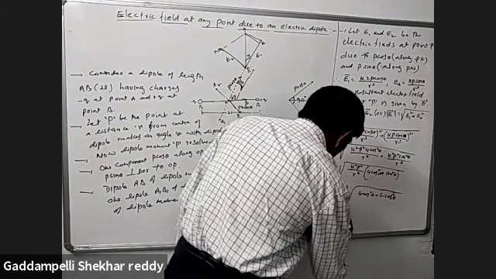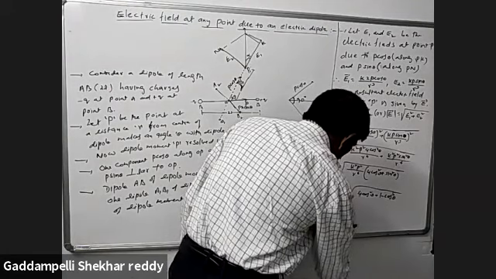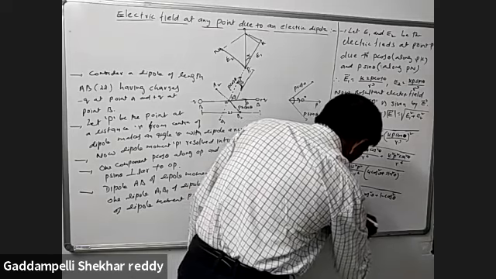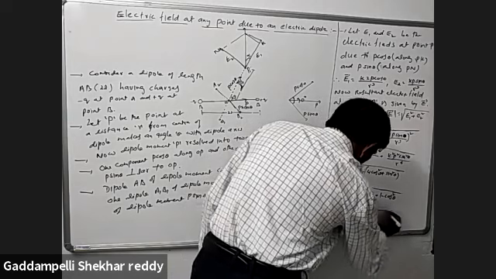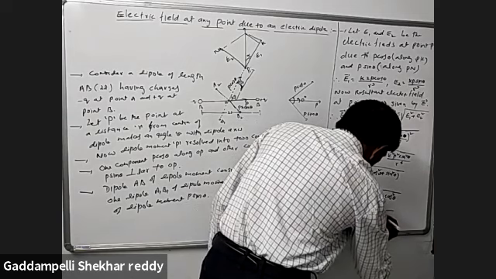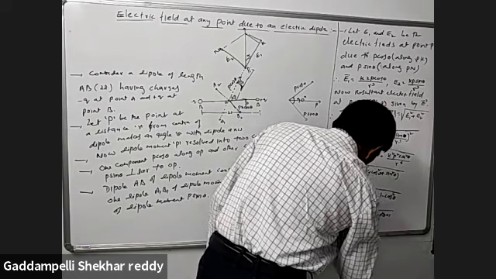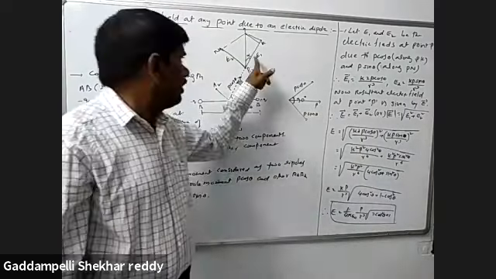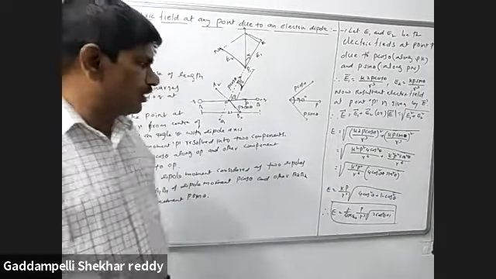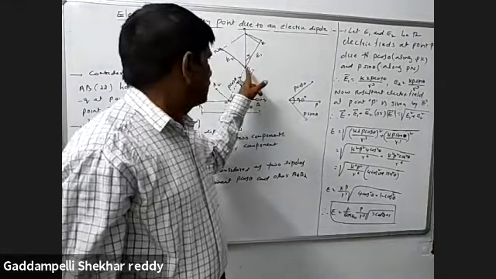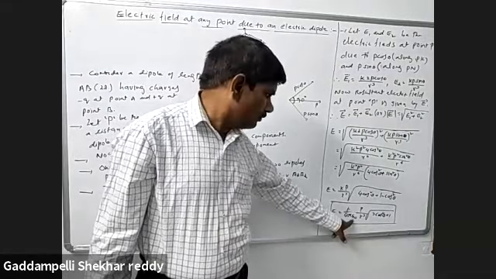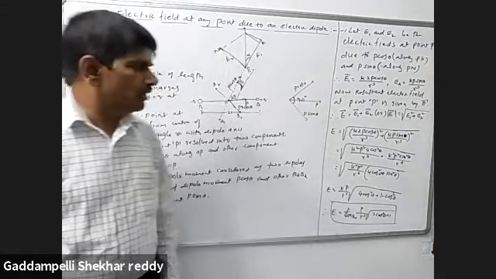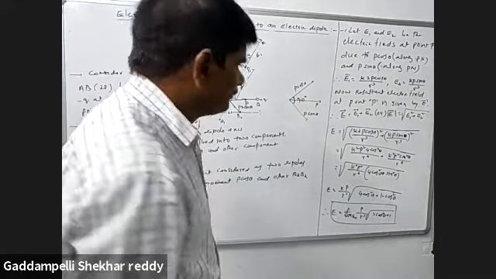So E is equal to, substituting K, 1 upon 4 pi epsilon naught, P by R cube, under root of 3 cos square theta plus 1. This formula is used to find the intensity of the electric field at any point due to the dipole: E equals 1 upon 4 pi epsilon naught P by R cube under root of 3 cos square theta plus 1.